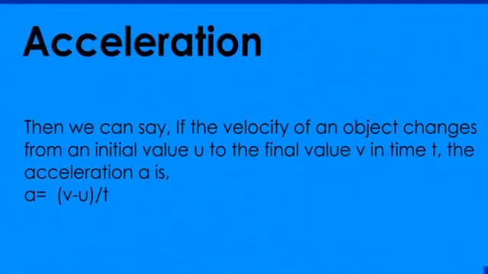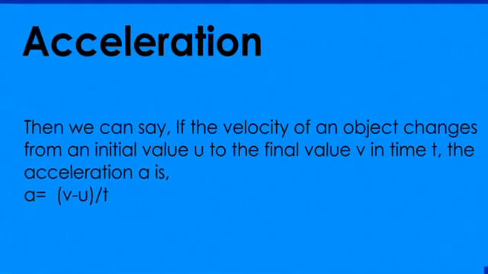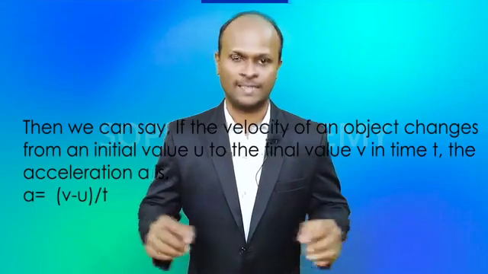Then we can say if the velocity of an object changes from an initial value u to the final value v in time t, the acceleration a is given by a is equal to v minus u divided by t. This kind of motion is known as accelerated motion. The acceleration is taken to be positive if it is in the direction of velocity and negative when it is opposite to the direction of velocity.